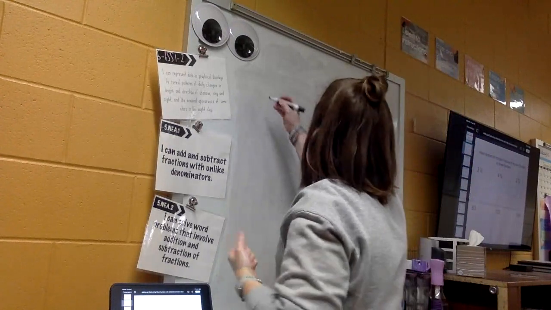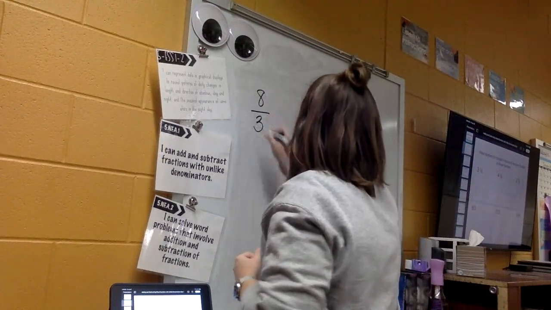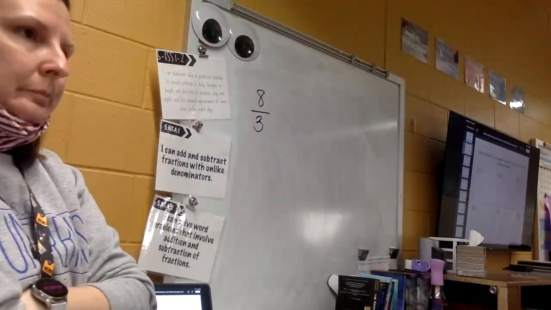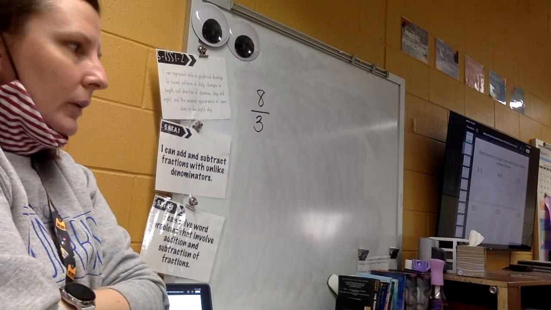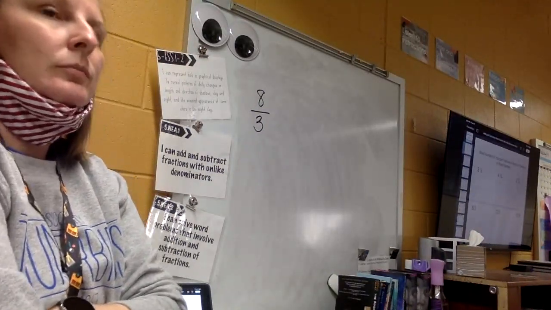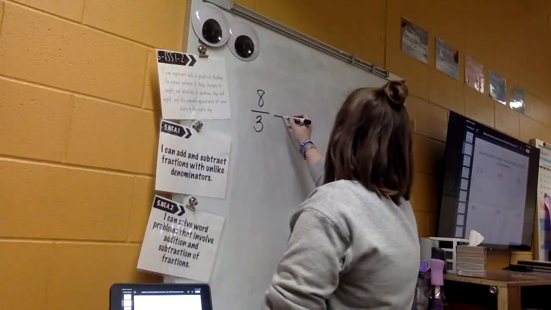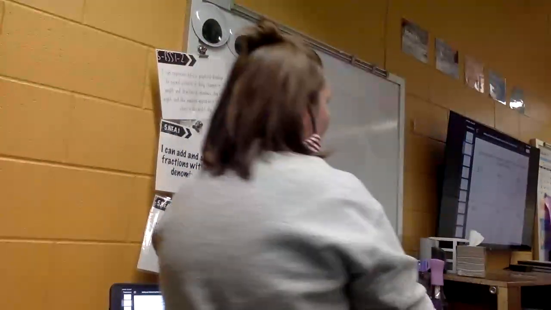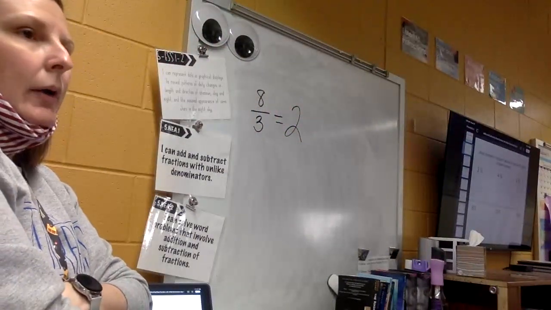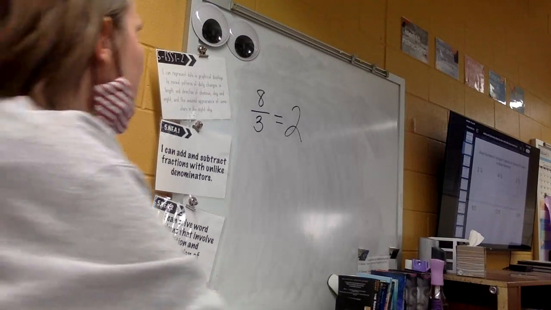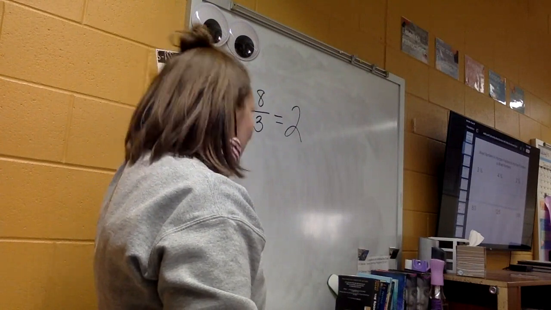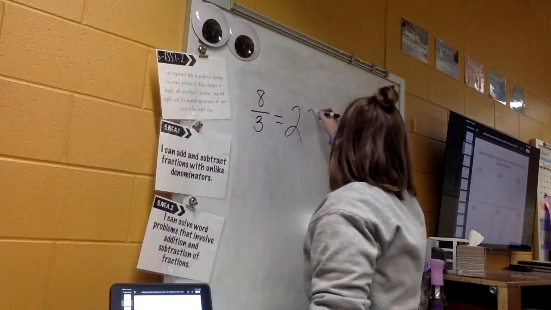Okay, so I have 8/3. Now, how many times will 3 go into 8? 2 times, right? Okay, so that becomes my whole number. So 3 will go into 8 2 times. That's 6. What's 8 minus 6? 2. So 2 and 2/3.